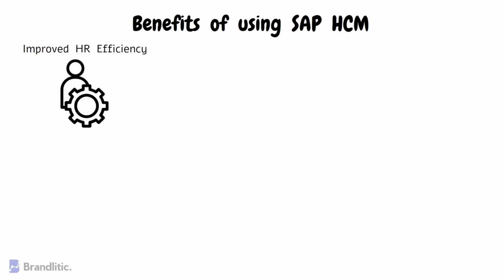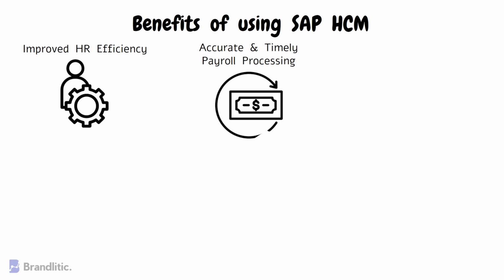Number 2, accurate and timely payroll processing. As we just discussed, the payroll submodule of SAP HCM automates payroll calculation and processing, ensuring accuracy and timeliness of payments. The software integrates with other SAP HCM submodules to ensure accurate calculation of employee salaries, benefits, and deductions.